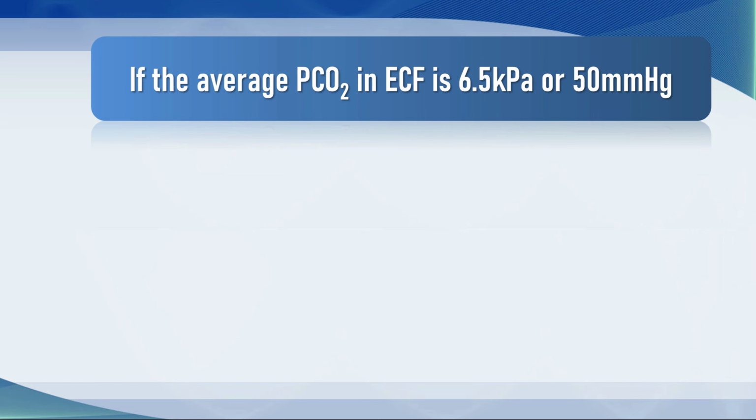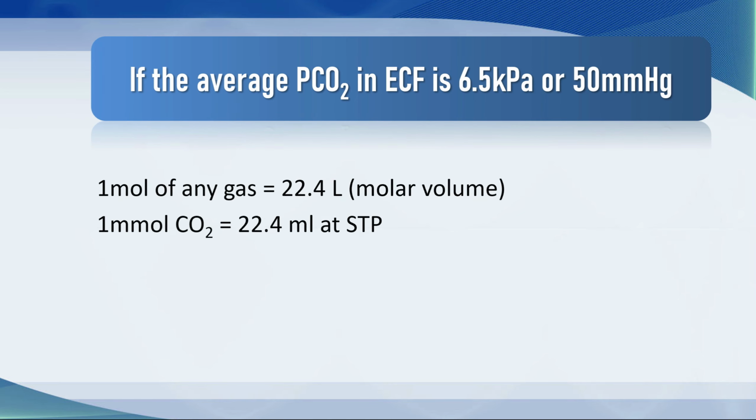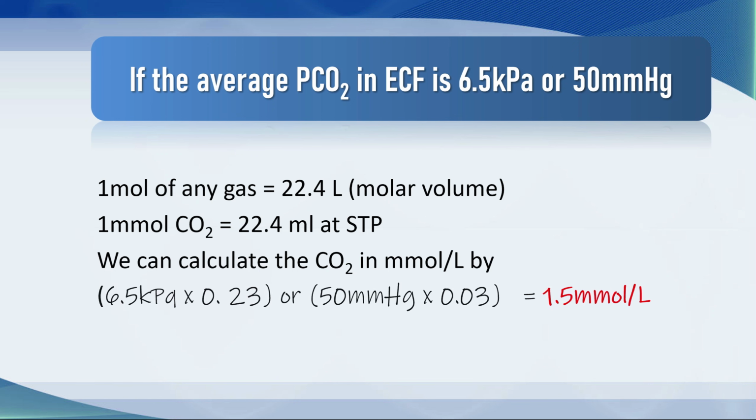From previous numbers, I've demonstrated that the average PCO2 is about 6.5 kilopascals or 50 millimeters of mercury across the entire extracellular fluid. And we can take our molar volume calculations to figure out how many millimoles of carbon dioxide are present. And that's worked out by 6.5 multiplied by 0.23, that's in kilopascals, or 50 times 0.03, or 1.5 millimole per litre. So that's our average carbon dioxide concentration in extracellular fluid.